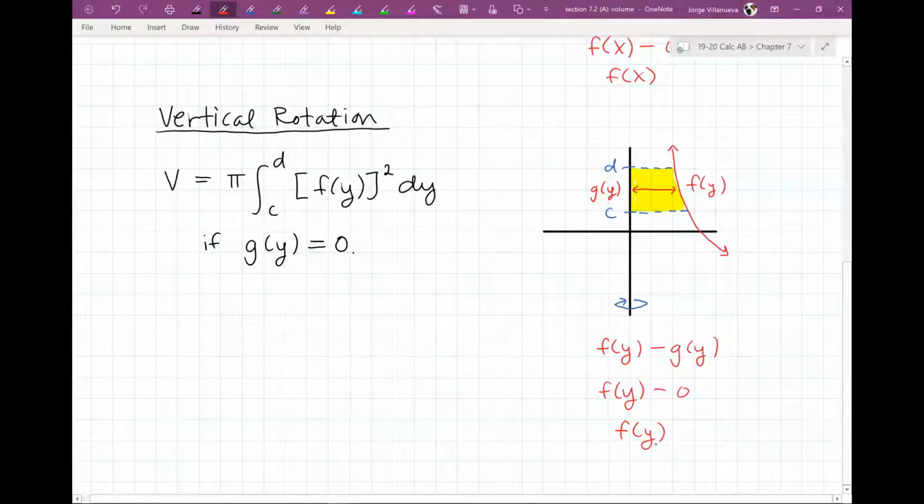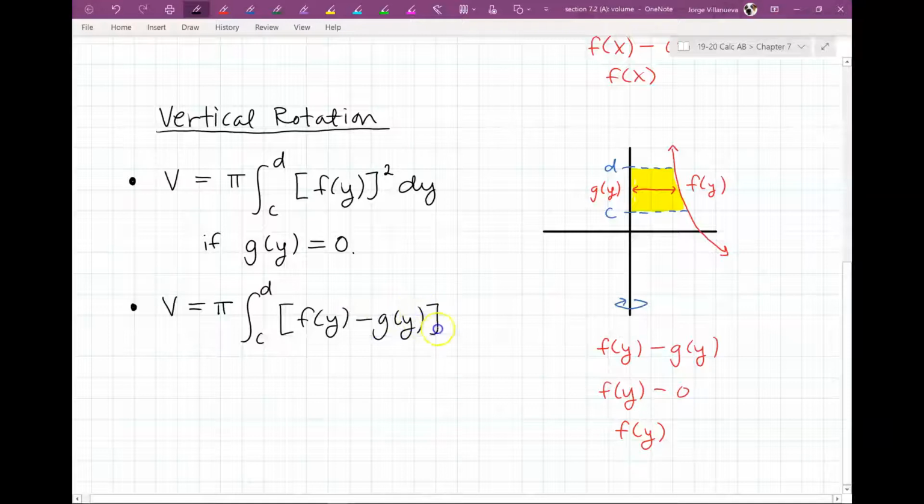right? But that's only if your axis of revolution is at 0. So we also got to write the definition if it's not 0. So it's the same thing. We're just going to include the g of y now. So f of y minus g of y squared dy if g of y is not equal to 0.